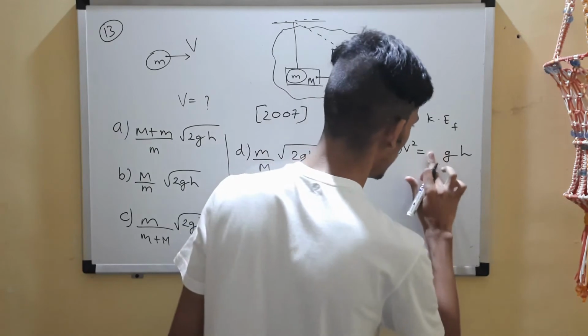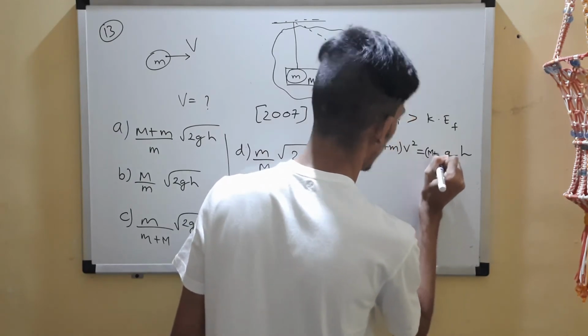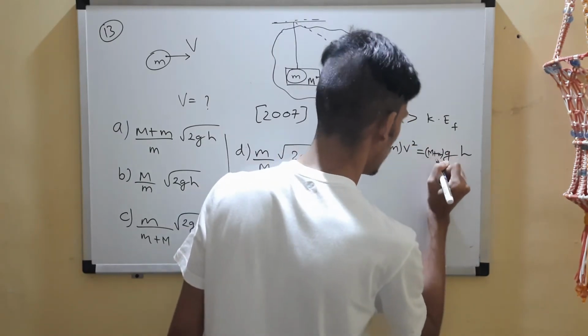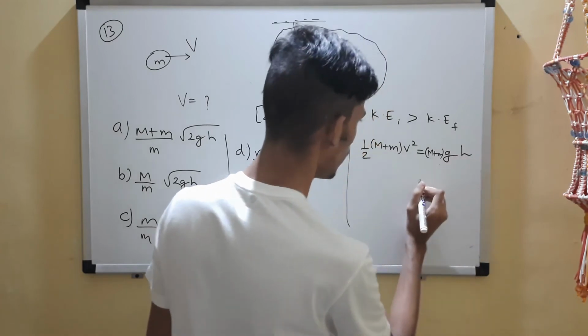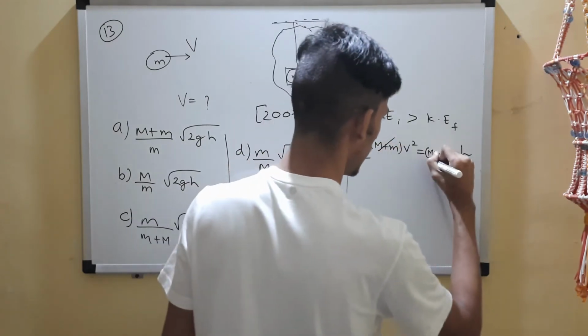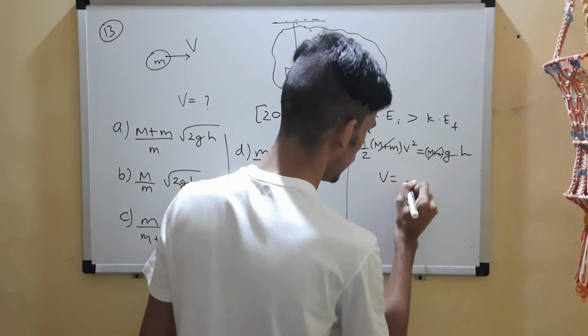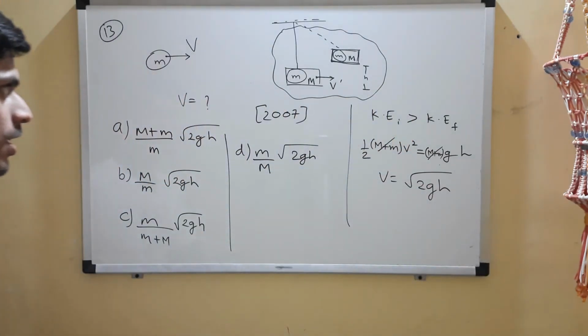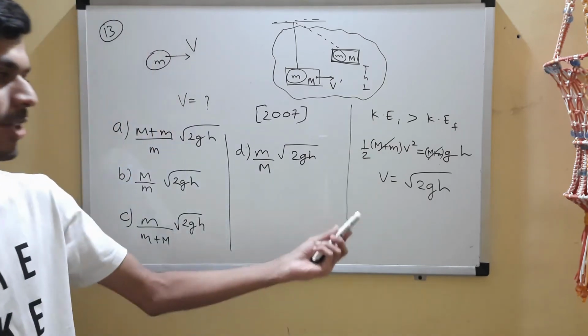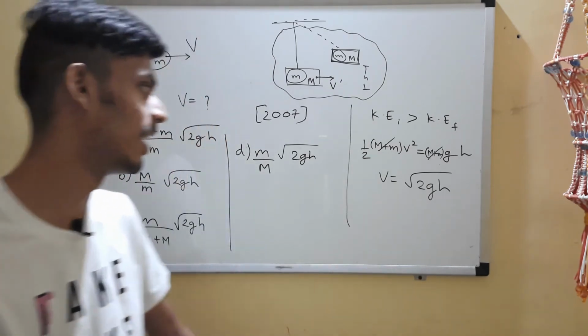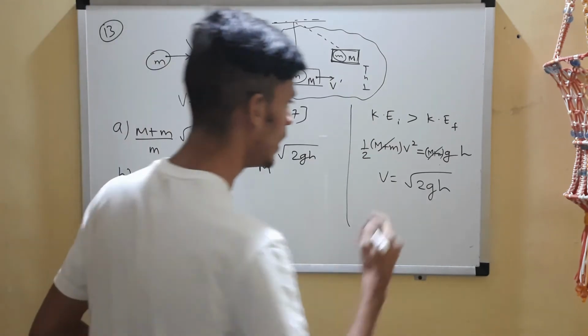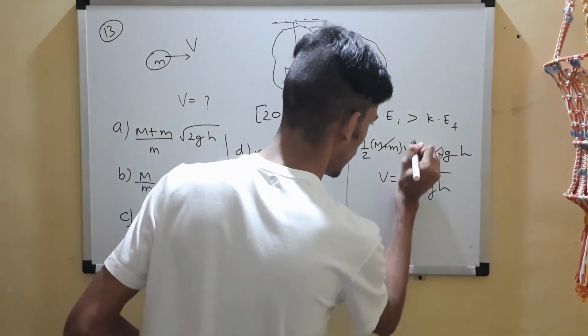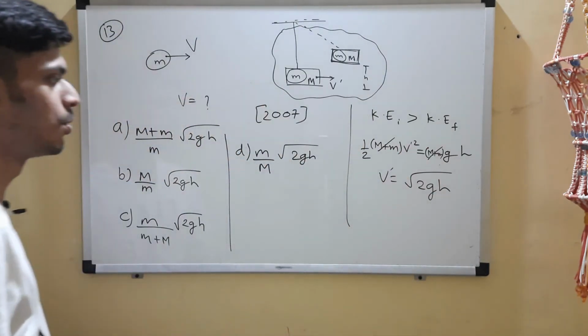So the mass is M plus m, into gh. What can we cancel? M plus m. So you'll see that v is nothing but root 2 gh. It was obvious, because it rises a distance h, so the velocity will be under root 2 gh. So v dash is root 2 gh.